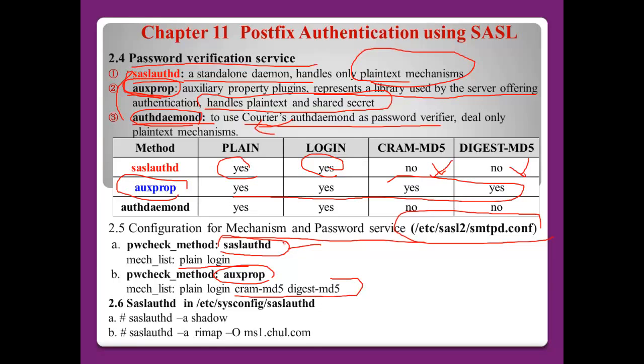In this video, I will only use this one. Number 2.6, saslauthd in /etc/sysconfig/saslauthd. If you want to change the mechanism here, we can change it. For example, the default is PAM, but if you want to change it to shadow, then you can change it. Or we can use this kind of command, saslauthd, and the mechanism will be shadow, like this.